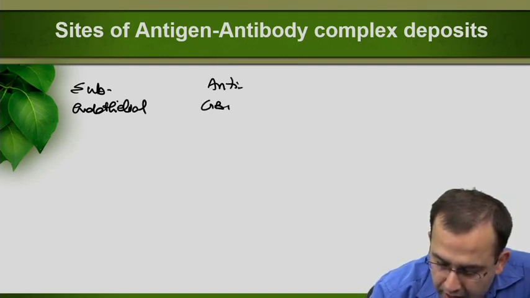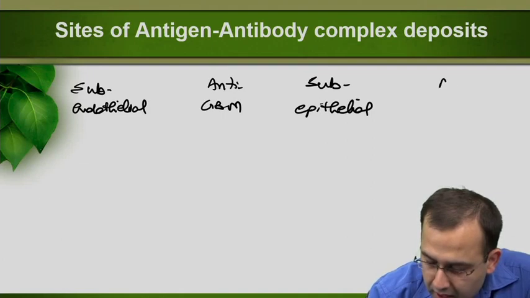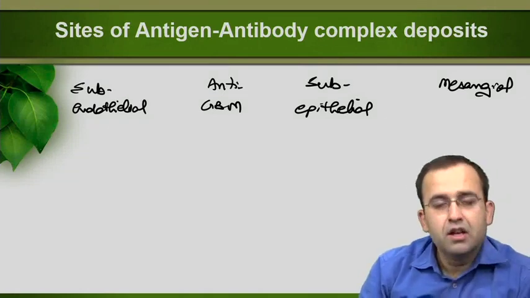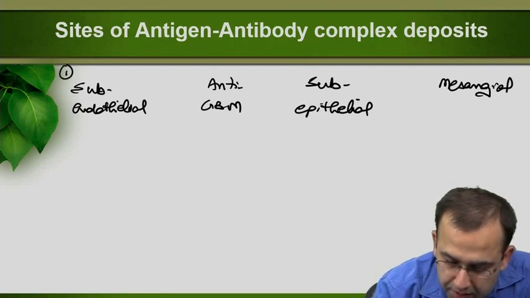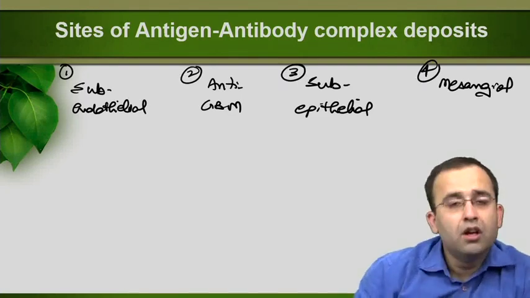anti-GBM, subepithelial, and mesangial. These are the sites of antigen antibody complex deposits. Starting with the diseases, PSGN: 1 2 3 4. You can simply message me 1 2 3 4 quickly. I want more people to message.